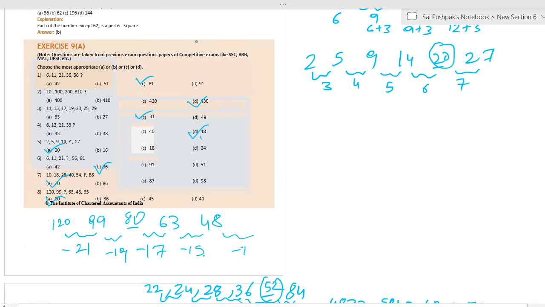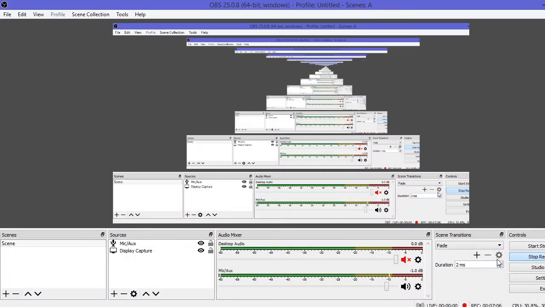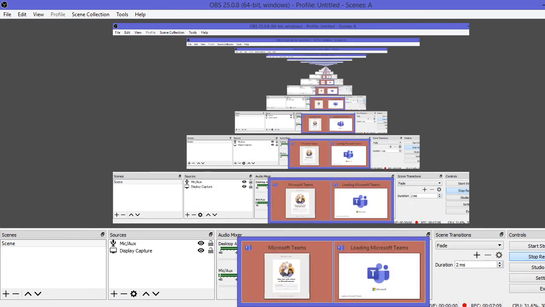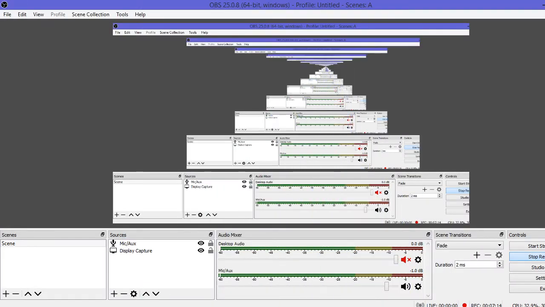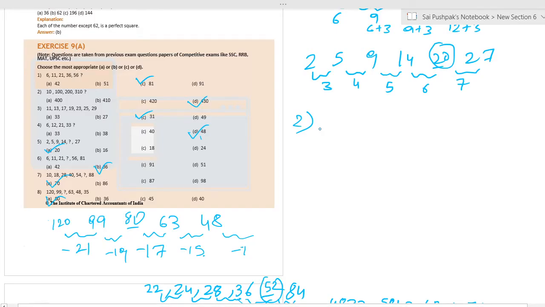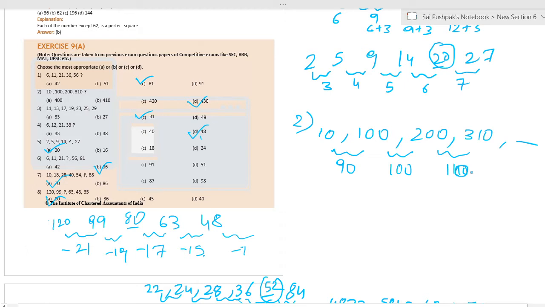Okay, let us do the second question. 10, 100, 200, 310. What is the next one? The difference between 10 and 100 is 90. 100 and 200 is 100. And 200 and 310 is 110. So what will be the next difference? See, the difference is increasing by 10 every time.